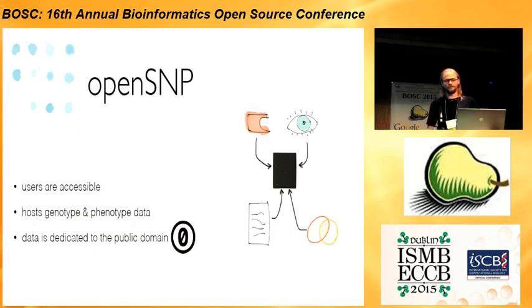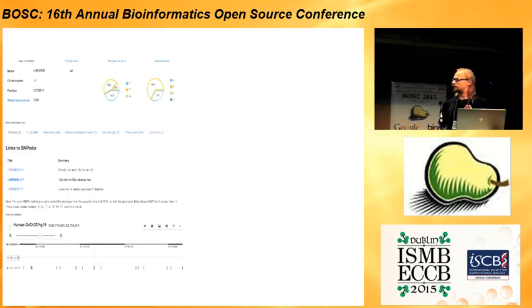So our idea for openSNP basically was to say, okay, we make a platform where people can upload their genotype and phenotype data. People are accessible in the way you can contact them, so you can ask for more data if you would like to, and the data should be completely open. So the genotype and phenotype data and all the code is dedicated to the public domain. It's MIT license for the code, CC0 for all the data. And this is basically how it looks now.